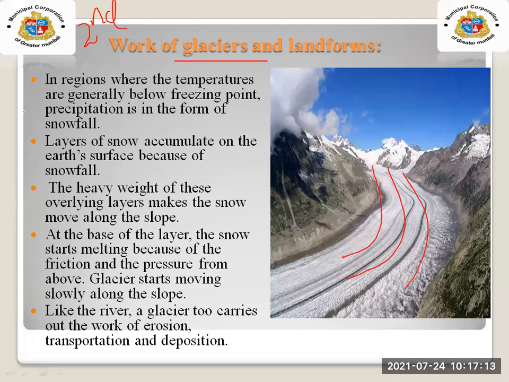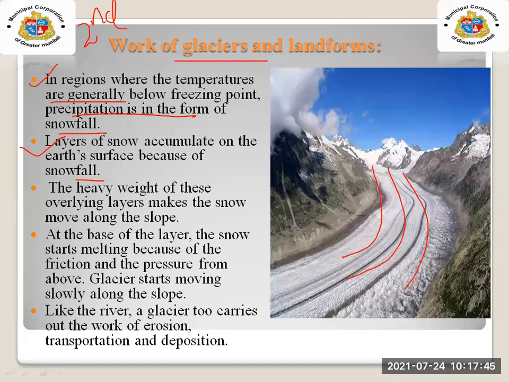that time what happens? See here, in regions where the temperatures are generally below freezing point, precipitation is in the form of snowfall. Means in the region where the temperature is at 0 degrees, that time precipitation will fall in the form of snowfall. Layers of snow accumulate on the earth's surface because of snowfall.